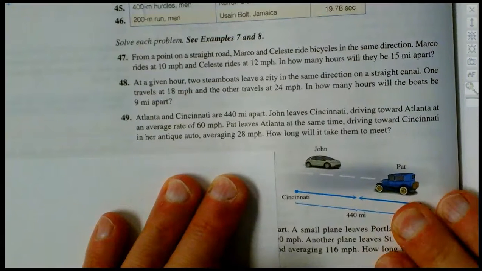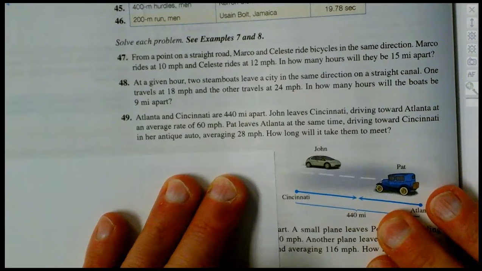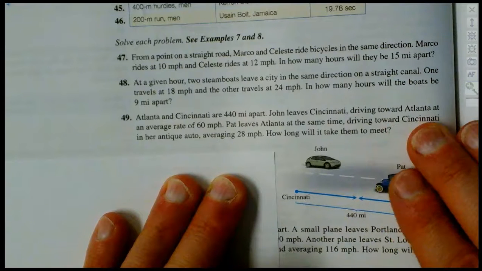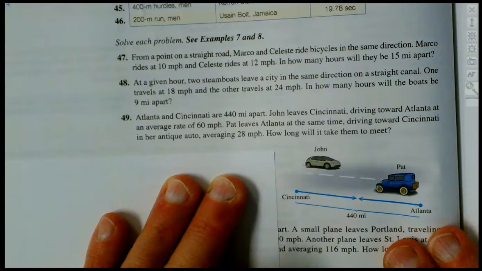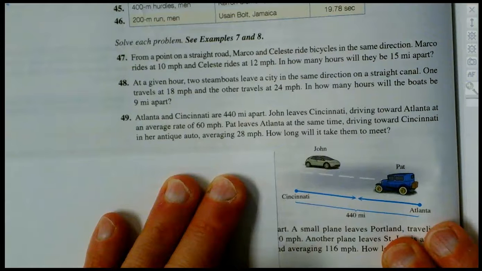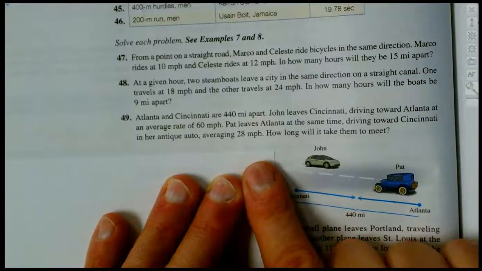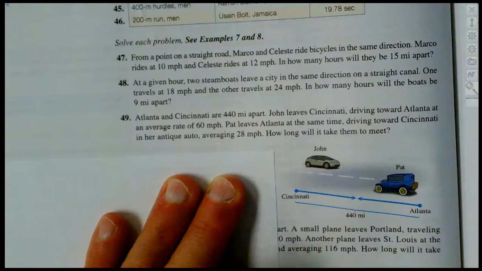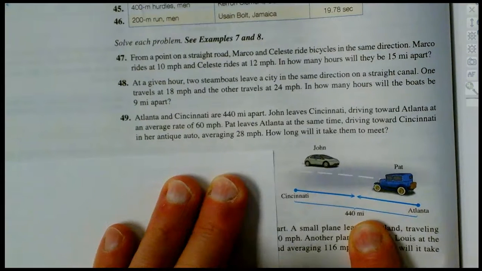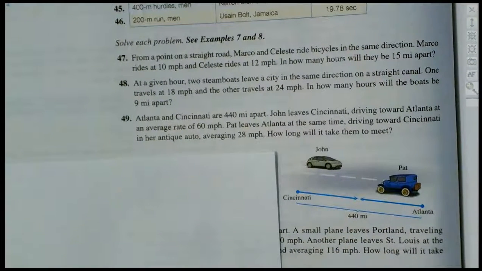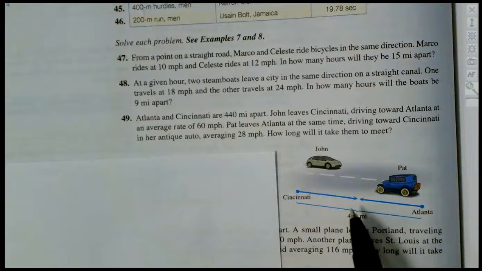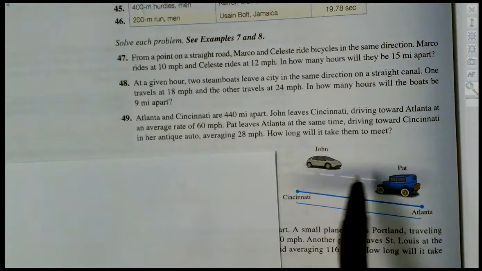So Atlanta and Cincinnati are 440 miles apart. John leaves Cincinnati, traveling towards Atlanta at 60. And Pat leaves Atlanta at the same time, traveling towards Cincinnati in her antique car, averaging 28 miles an hour. How long will it take them to meet? So here's our picture. Now, looking at the picture, these don't overlap, do they? Right? They're going towards each other. So this is going to be an addition problem.